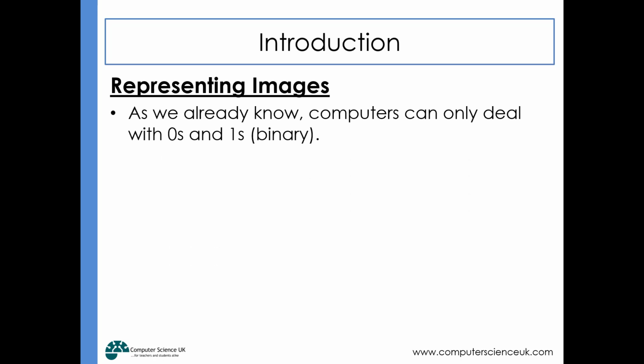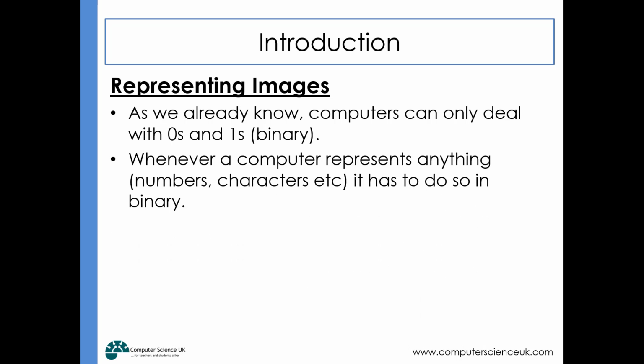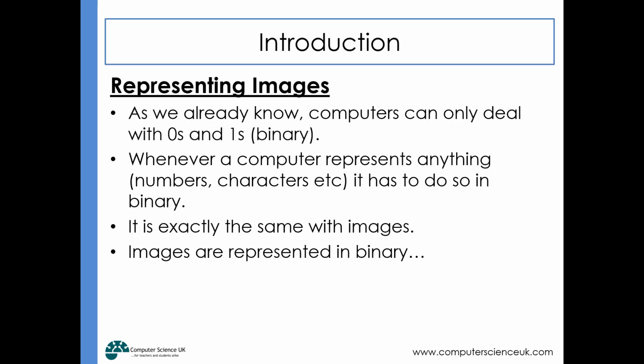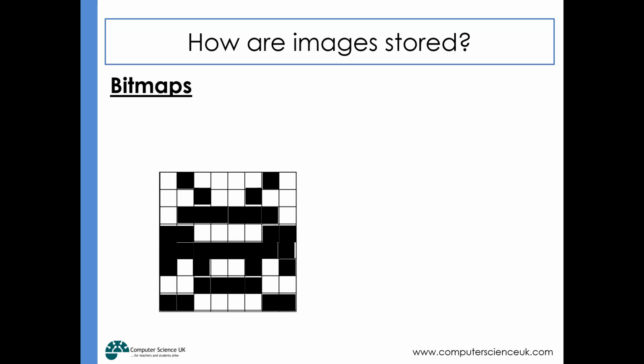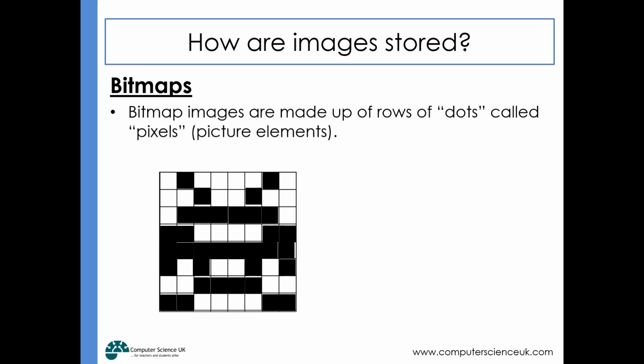We've already discussed this earlier, but computers only deal with zeros and ones. Computers are made up of switches. They can only be in one of two states. So therefore, computers can only really represent two things. Whenever a computer represents anything, whether it's numbers or characters like we saw in the last lesson, it has to do so in binary, and it's exactly the same with images. Images are represented in binary, and we've just seen an example of this.